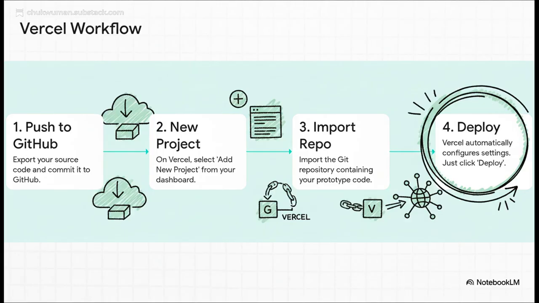Once your code is in GitHub, you go to Vercel, you tell it to import your repository, and you click one button. Deploy. That's it. Vercel automatically builds your site and pushes it out to a global network instantly. It seriously feels like magic.